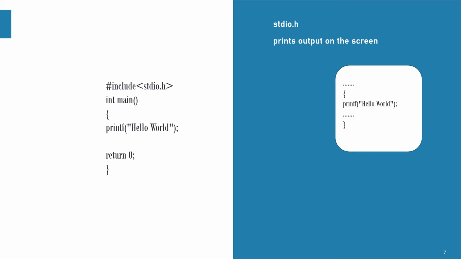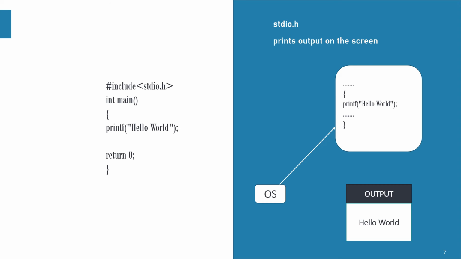As we said before, printf is a function which is defined in the stdio.h header file. Using the printf function we can print the output on the screen. Here hello world will be printed as the output and not this semicolon here. That is important because every statement in C must end with a semicolon.